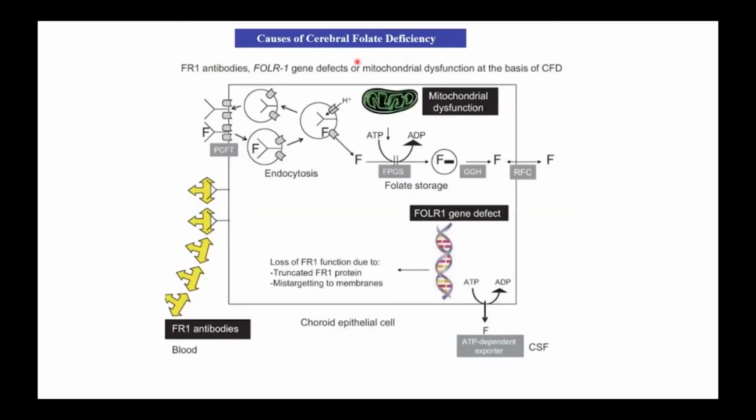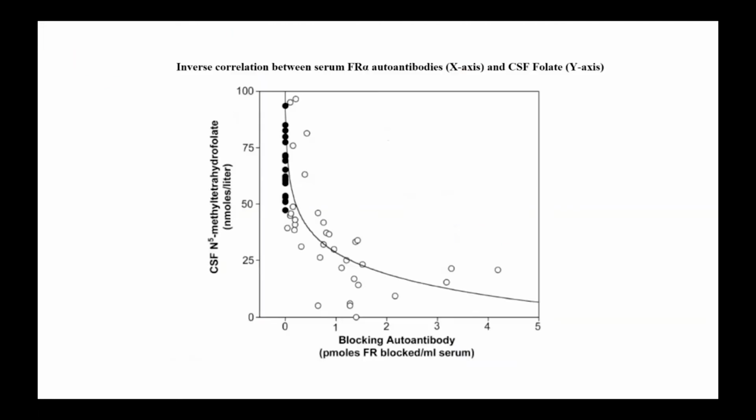So there are several other causes which I will not further discuss, like mitochondrial dysfunction and folate receptor alpha gene defects. Let's focus now on the correlation of these serum folate receptor alpha antibodies. When these titers are higher, you'll see that the CSF folate will drop progressively.